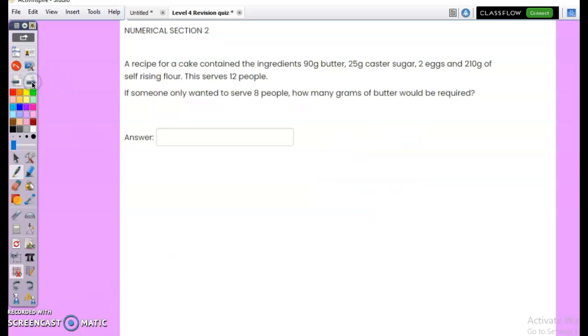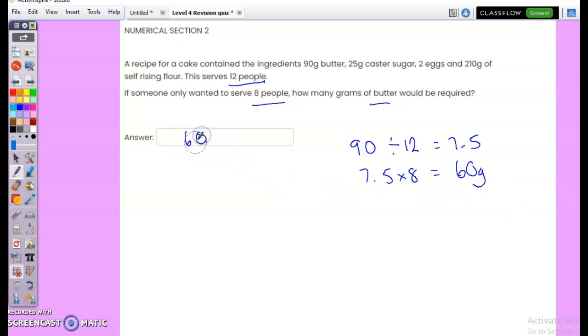Okay, next question. A recipe for a cake contained the ingredients, 90 grams of butter and so on. This serves 12 people. We want one that just serves 8 people. We're looking at the amount of butter. So butter right now is 90 grams. That would be for 12 people. So to work out how much it would be for one person, I divide it by 12. So 90 divided by 12 gives me 7.5. I want to know how much it is for 8 people. So I need to times that by 8. So that would be 60 grams. But again, no units, just the 60 into the box in the quiz.